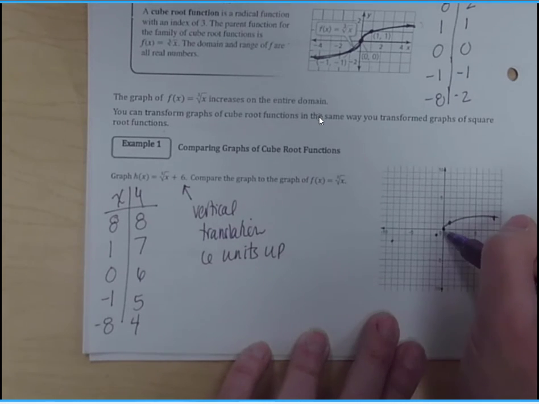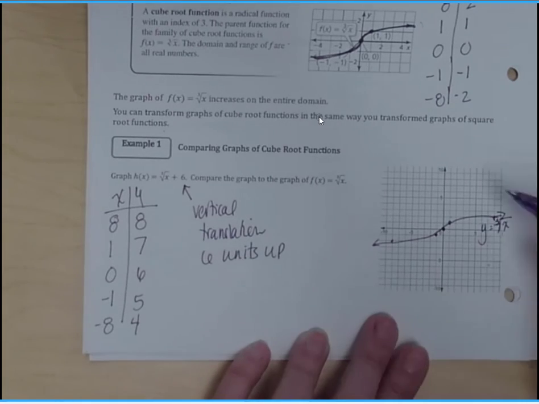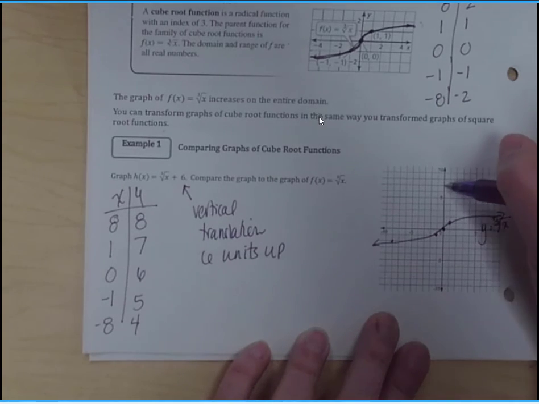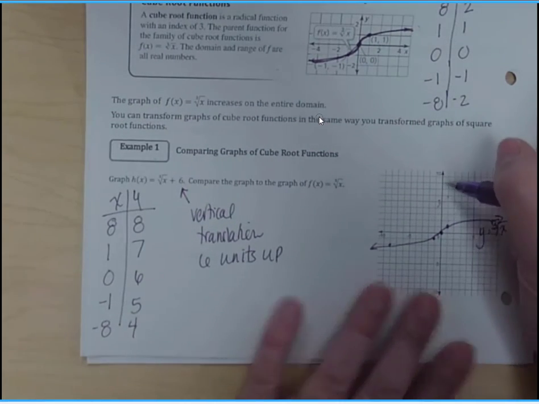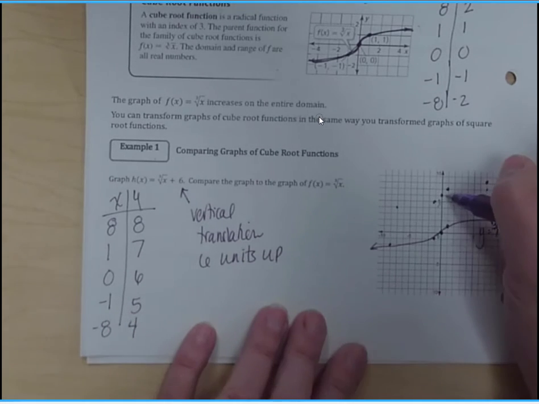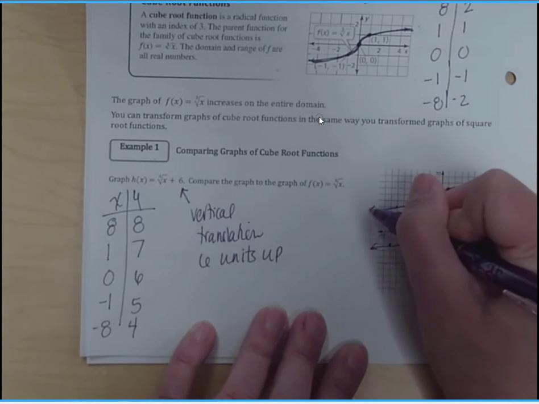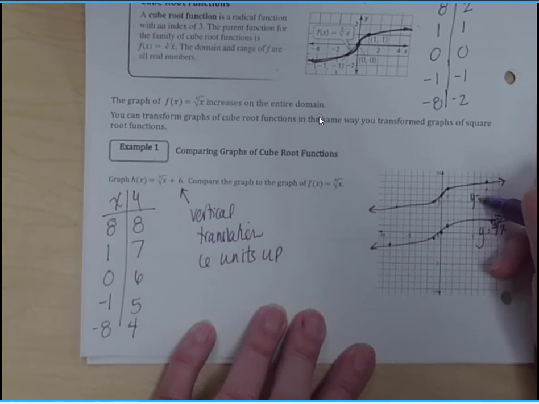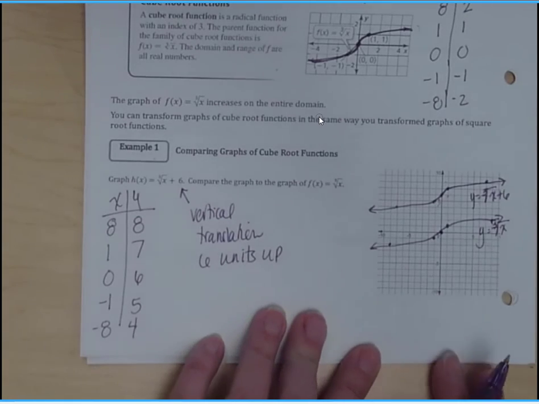So the best way to draw this is to kind of draw it into two parts so it looks like that square root function. So this is y equals the cube root of x. Now I have these points. So I have 8, 8, 1, 7. Whoops, I'm off by 1 here. So let's see, let's do it this way. I have 0, 6. I can kind of figure out my points just from here. So I've got this function here, this function here. So I have y equals the cube root of x plus 6. Notice vertical translation, 6 units up.